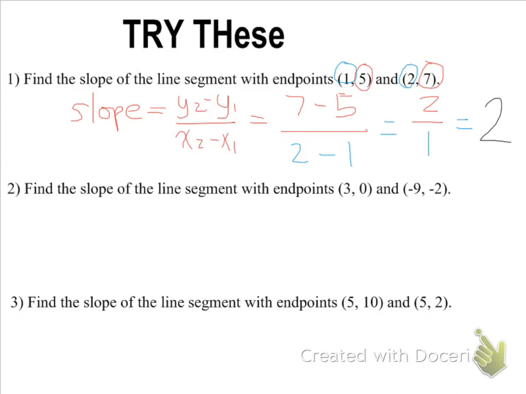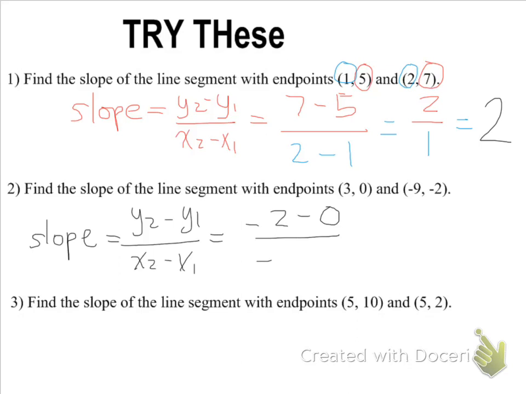Okay, we'll do it again. Slope for the second example, except now we have some zeros and negatives, just to be careful. So y2 minus y1, x2 minus x1. The second y value is negative 2. The first y value is 0. The second x value is negative 9. The first x value is 3. Once we've written them in the proper spot, we just complete the subtraction. Negative 2 take away 0 is still negative 2. Negative 9 take away 3 is negative 12.